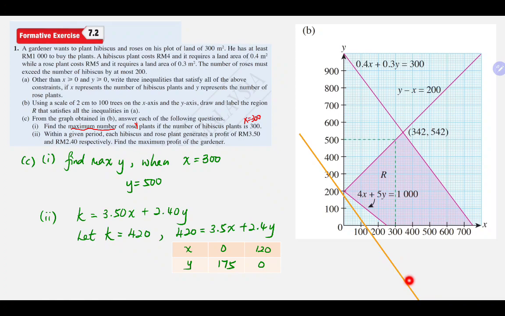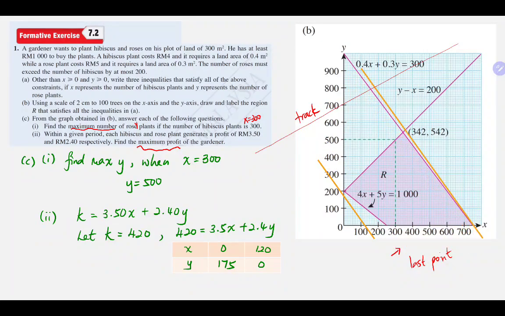Now we want to get the maximum profit of the gardener. So this objective line should be pushed, and we put the second ruler here as our track. So we should push this orange line towards our region until the very last point, to get the maximum profit. Okay, so here we go.